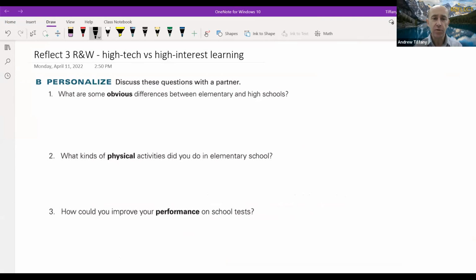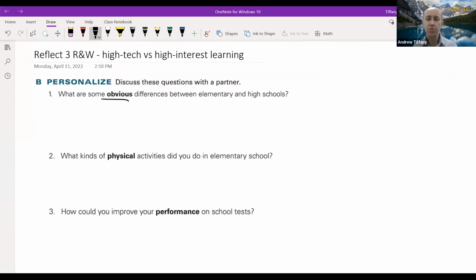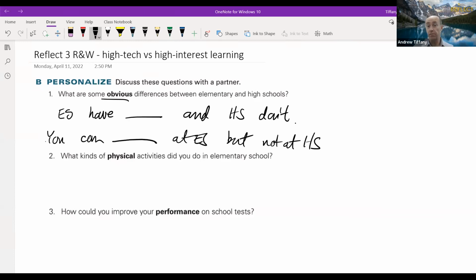Okay, so for example, number one here says, what are some obvious differences between elementary and high schools? So I might give my students a starter, right? Maybe it's something as simple as, if I use shorthand, elementary schools have blah, blah, blah, and high schools don't. That would be a super basic language frame for them to use, right? Another one could be I can, or you can if it's general, right? You can blah, blah, blah at elementary school, but not at high school, or vice versa, right?